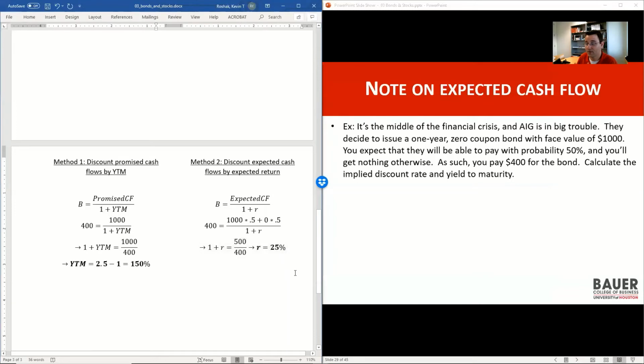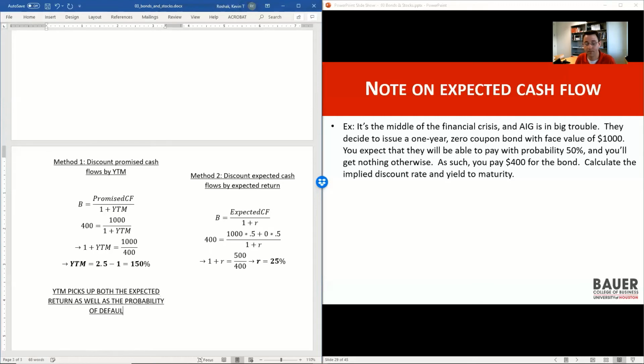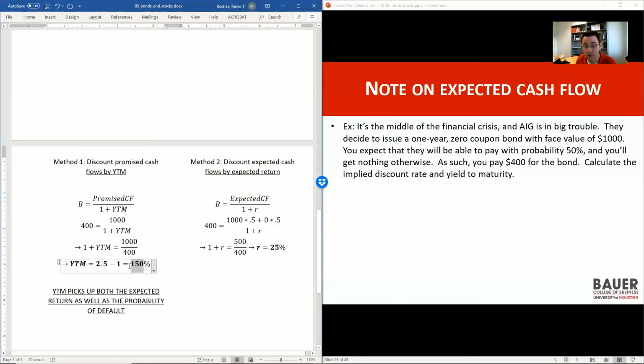So economically, we should use this example to understand the yield to maturity a little bit better. The yield to maturity is not what you expect to get. You should never expect to get a 150% return. You know, you're getting scammed if someone is promising you 150%. So what is the yield to maturity picking up? The yield to maturity is picking up both the discount rate, the expected return, as well as the probability of default. So there's two things going on in this 150%.